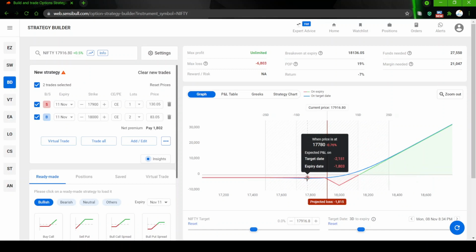On the downside, from the level of your entry, if the market is going down, your downside is protected. What you will lose is only the premium that you have paid, 1802. If the market moves up slightly only, you will incur a maximum loss of 6800 rupees when the market expires right at 18,000, and this is at expiry only.